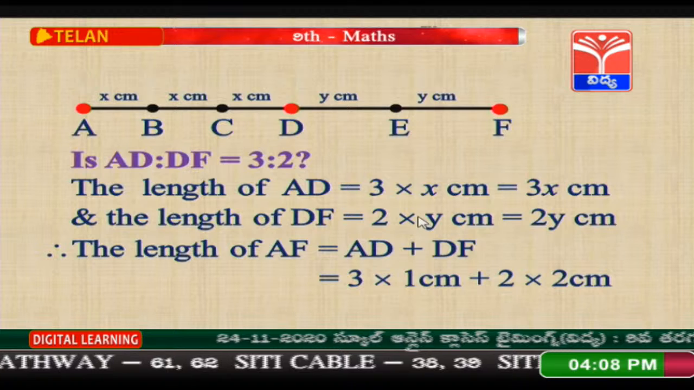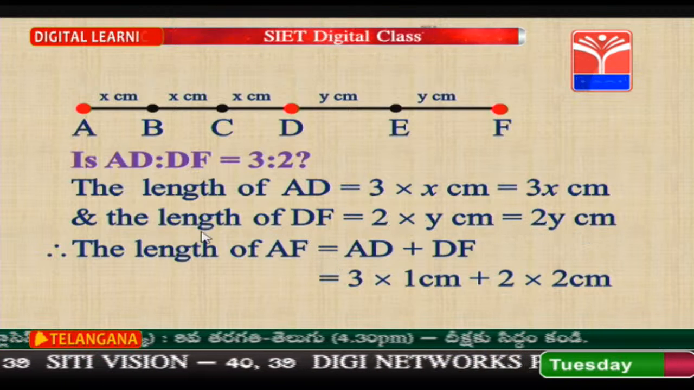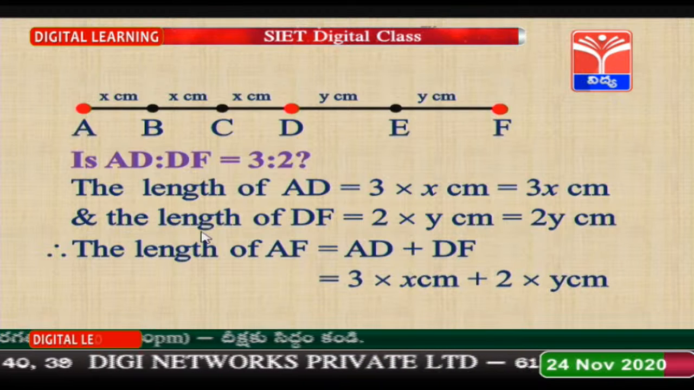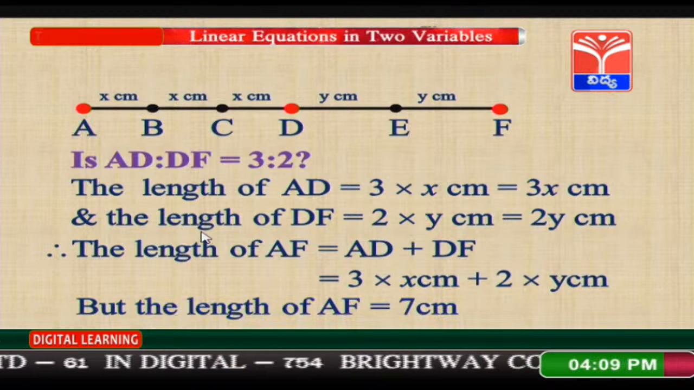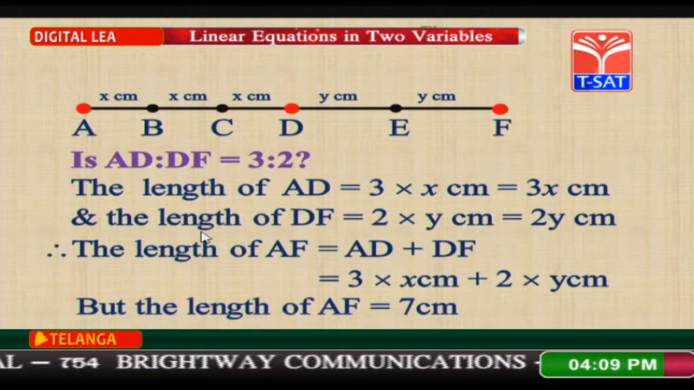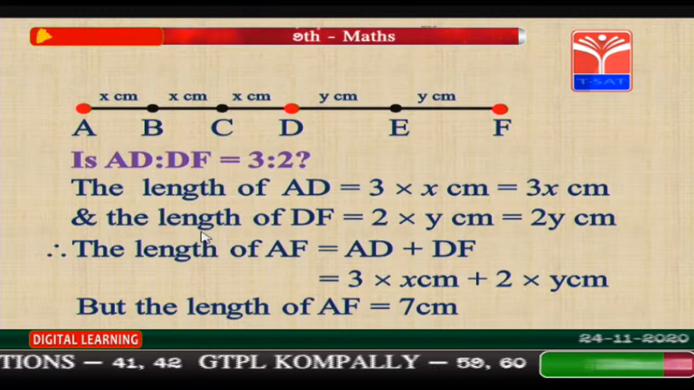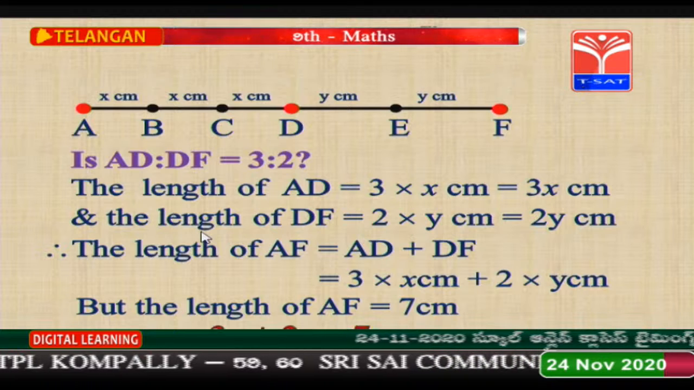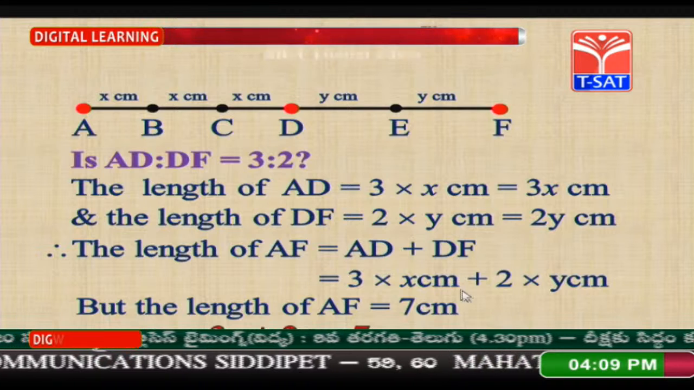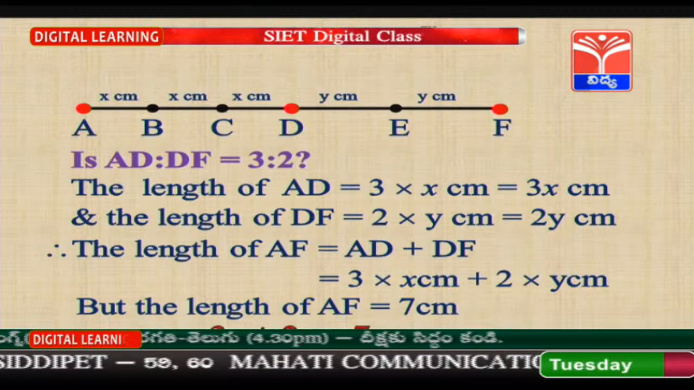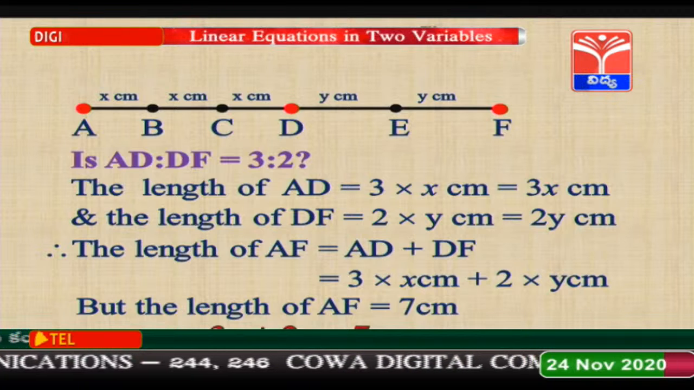That is the reason it becomes 2y. Are you able to follow me? So, 2 into y becomes 2y centimeters. Now, the length of AF, what does it become? Please see, 3 into x plus 2 into y. But we have observed in the previous case that the length of AF is equal to 7 centimeters. So, if I want to make it equal to that, I will write 3x plus 2y is equal to how much? 7 centimeters. That means 3 into x plus 2 into y is equal to 7 centimeters.